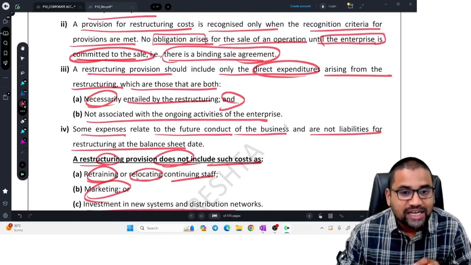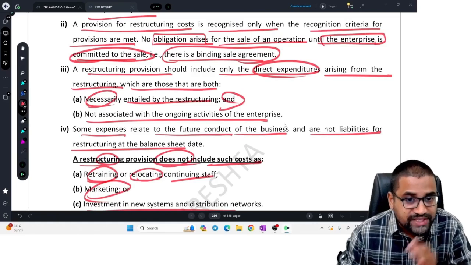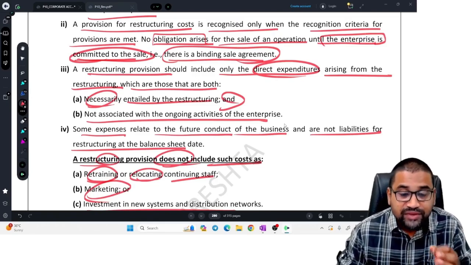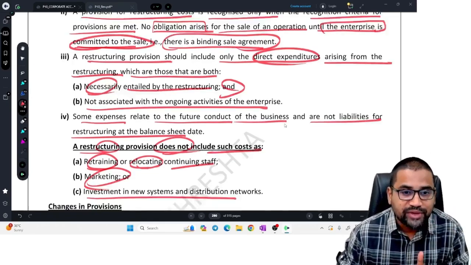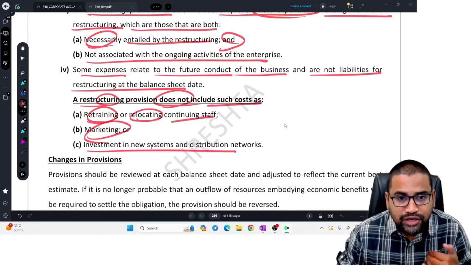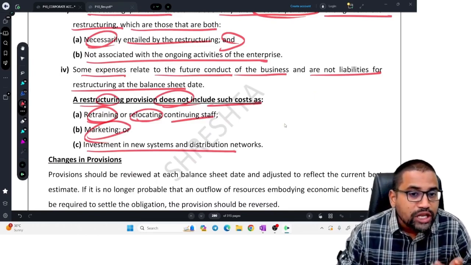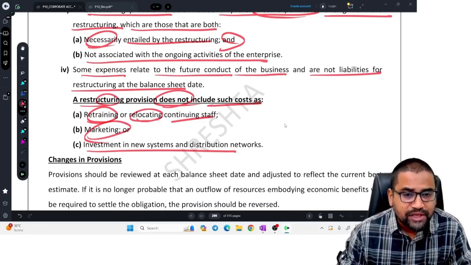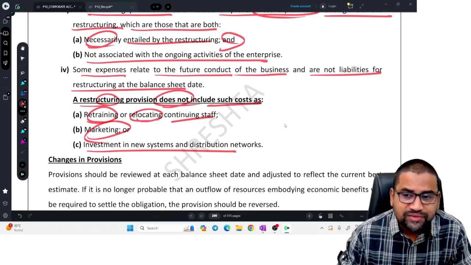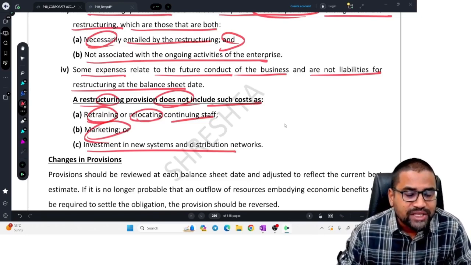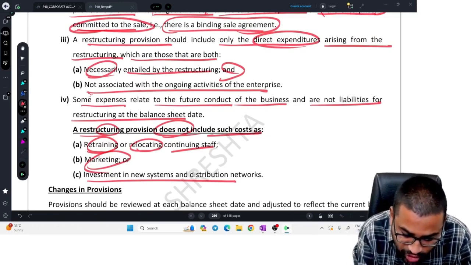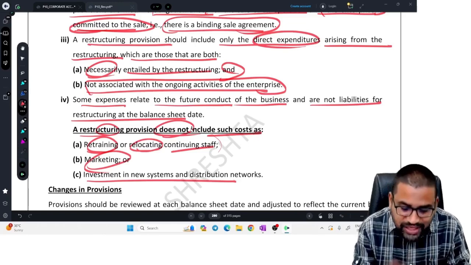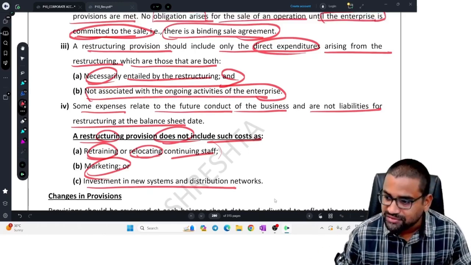See, for a restructuring activity, how much amount do you create a provision for? Only the expenditure which is directly because of restructuring and which is not associated with any ongoing activities. Tell me, your staff, you need to continuously give training and you need to relocate them from one place to another, wherever you require. Marketing expenditure, investment in new systems, investment in distribution networks are all part of the continuing activities, and the above line says not associated with the ongoing activities. These are all ongoing activities of the company. Therefore, they should not be included as part of the restructuring provision.